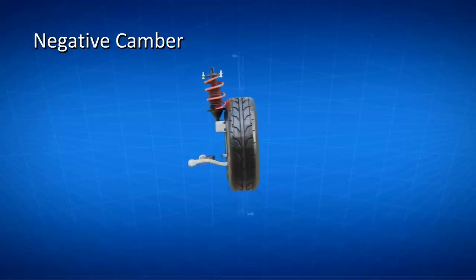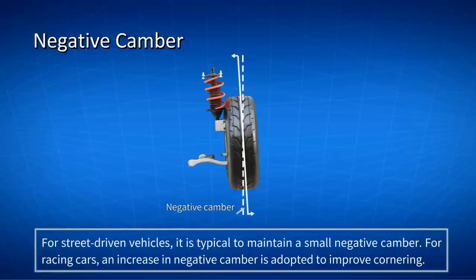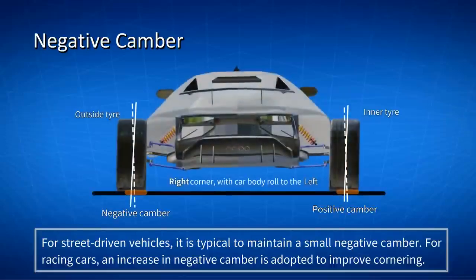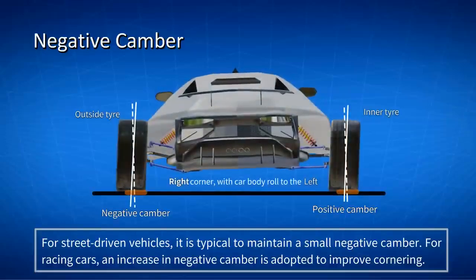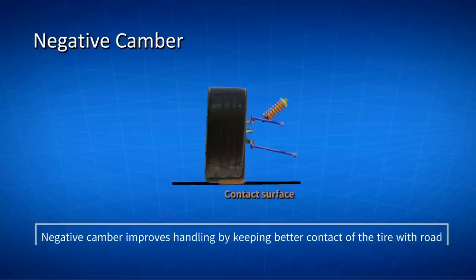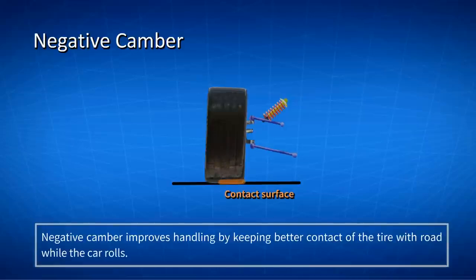For street-driven vehicles, it is typical to maintain a small negative camber. For racing cars, an increase in negative camber is adopted to improve cornering. Negative camber improves handling by keeping better contact of the tire with road while the car rolls.